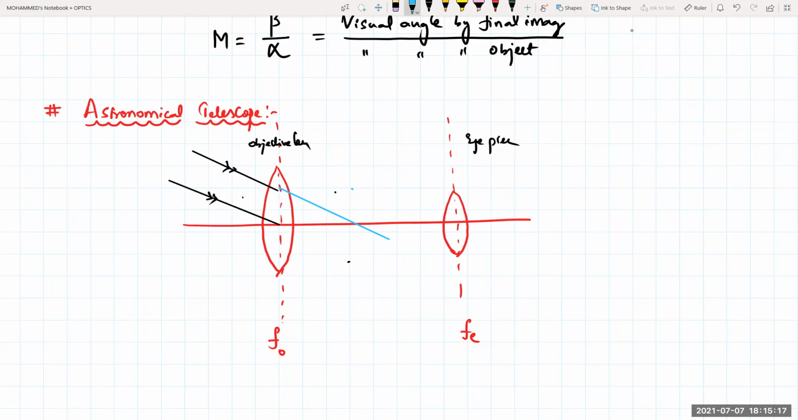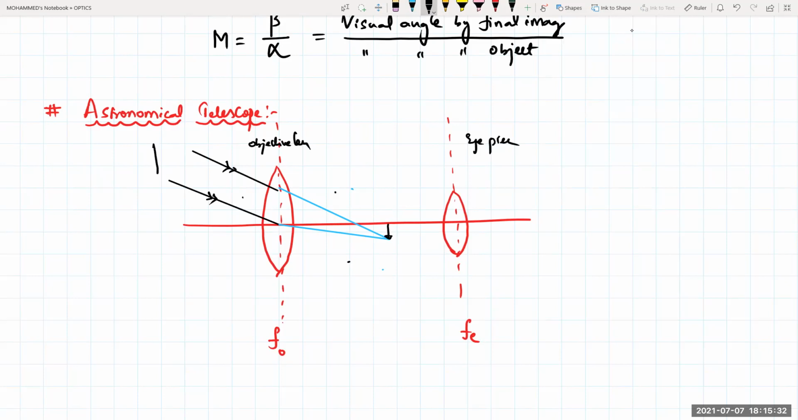Okay. And if I'm taking even this one, this ray will be incident right now. It's passing through the center and it is meeting somewhere here. So the final image is somewhere here, right? A very large body is being made to be very small.